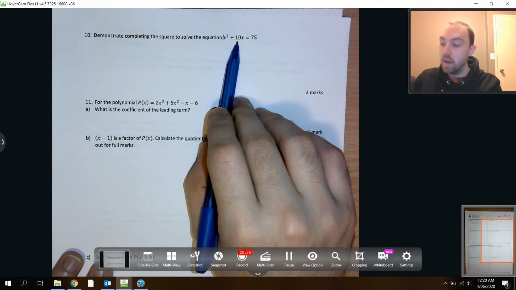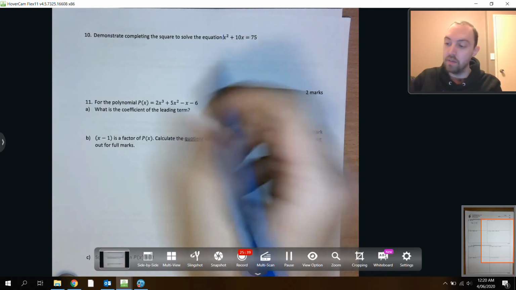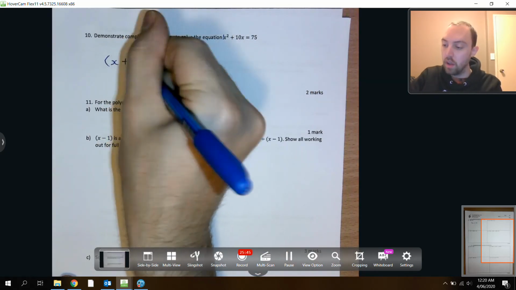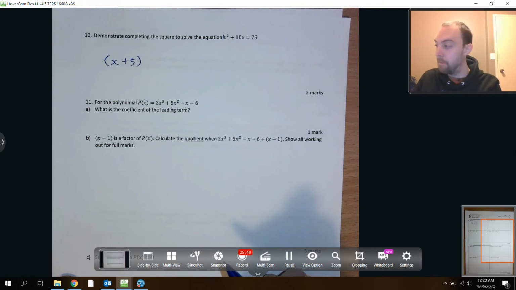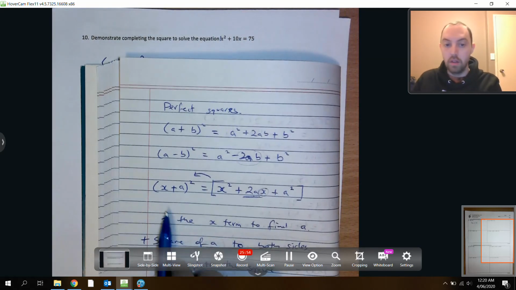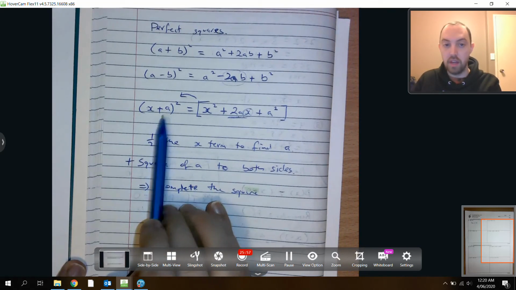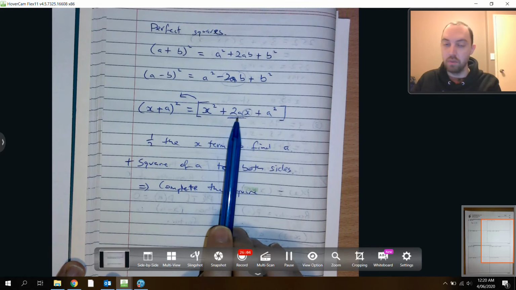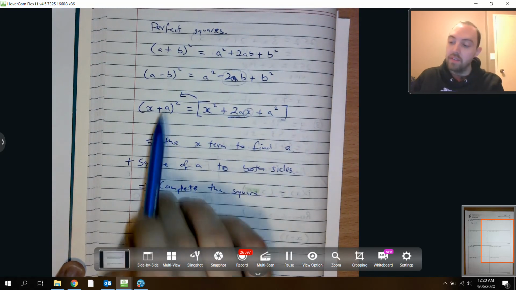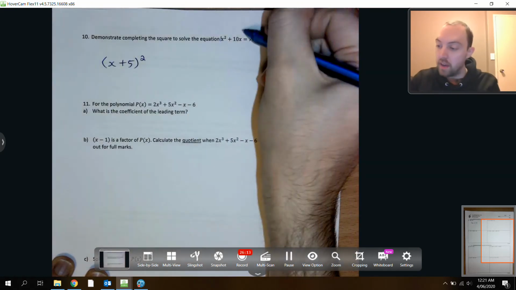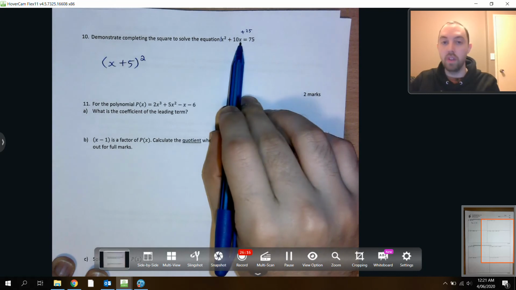Here's my x term. I need to halve it. Half of 10 is 5. So a is 5. Okay, it should be squared. Taking this part here, x plus a squared. I've found a by halving the x term, because half of 2a is a. And then I've chucked that into my brackets and squared it. Now, to have done that, I had to add 25 to the left-hand side.